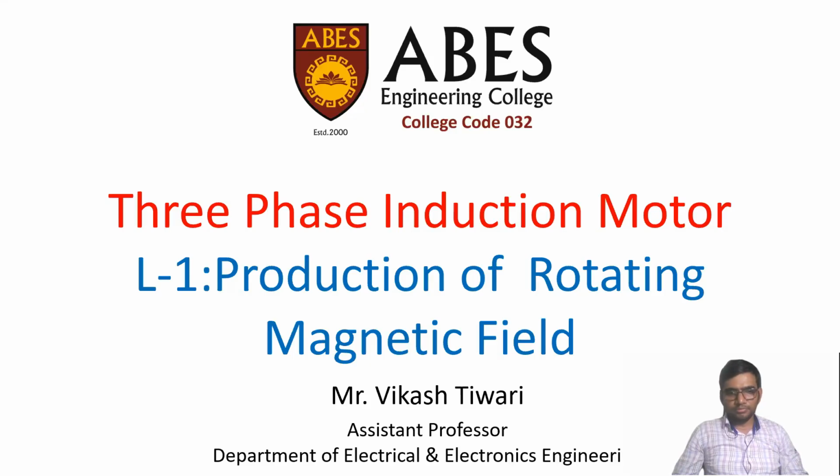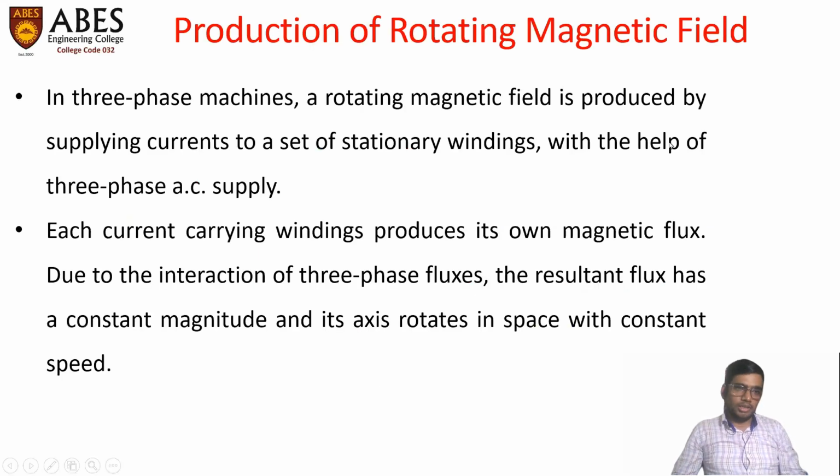Hello students. Today we are going to discuss the production of a rotating magnetic field in three-phase AC machines. In a three-phase AC machine, when the three-phase terminals are connected to a balanced three-phase supply, the magnetic flux produced by each phase winding is of pulsating nature, which pulsates about the phase axis.